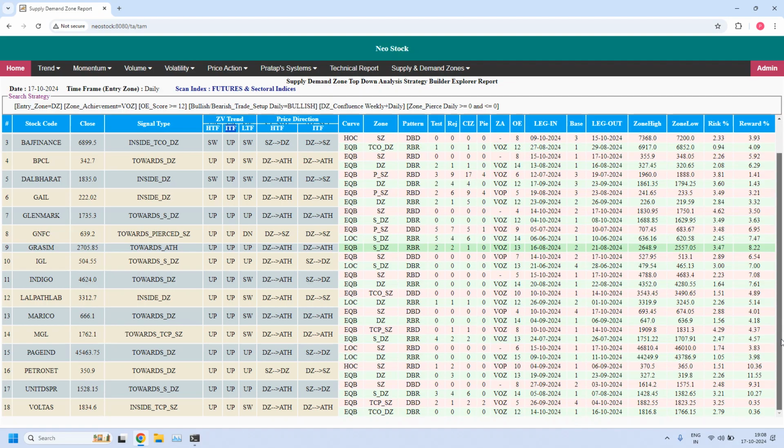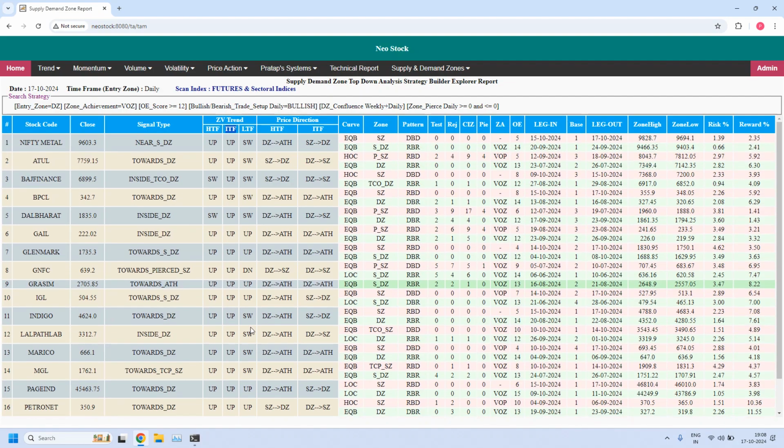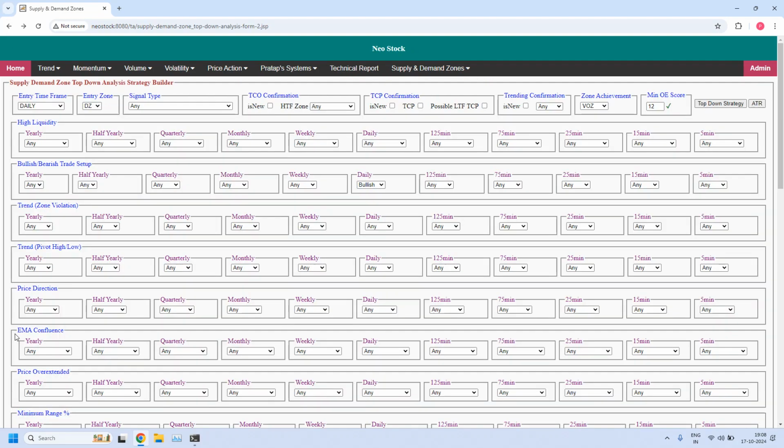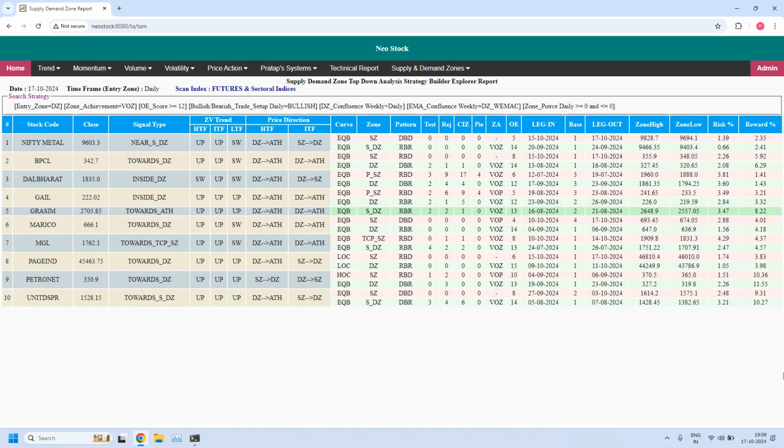So because the daily zone is part of the weekly zone, and if the weekly trend is up and the weekly zone is having weekly EMA confluence, it is an even more high probability setup. So let's add one more filter, EMA confluence. Because the daily zone is part of the weekly zone, in the weekly time frame, the weekly demand zone should have weekly EMA confluence. I set the filter. Let's verify. 10 stocks are filtered. These 10 stocks are high probability setups supporting bullish trade setup for monthly income trade, and also daily zones are part of the weekly zone, and weekly trend is up, and weekly zones are having weekly EMA confluence.